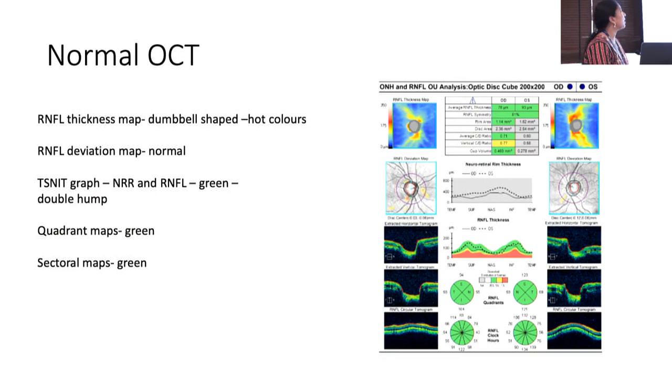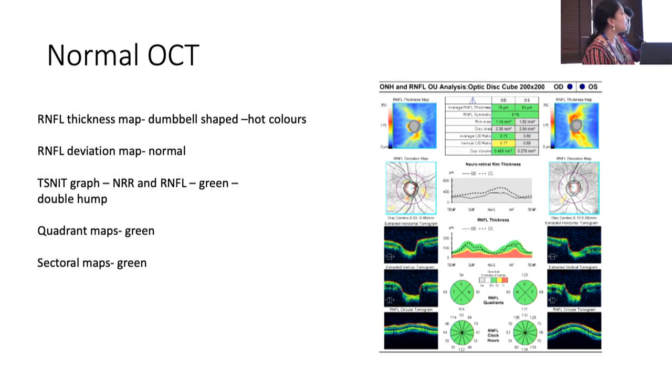So you have the RNFL thickness. You look at the RNFL thickness map, you find the normal dumbbell pattern where the RNFL thickness is normal and it is given in the red hot colors. You have the RNFL deviation map which gives the deviation from normal, and in this case you see there is no deviation. Then you have the TS-NIT graph for the NRR as well as for the RNFL.